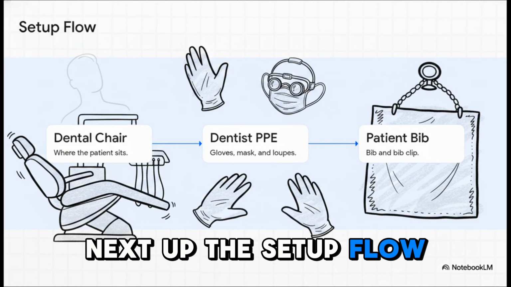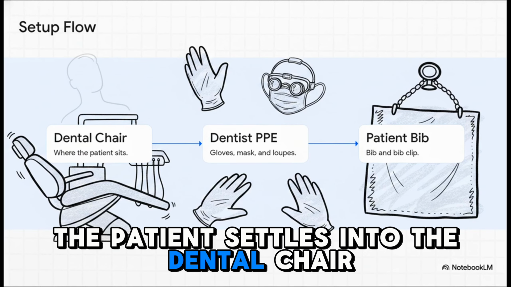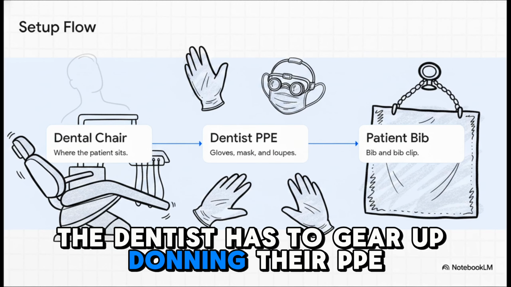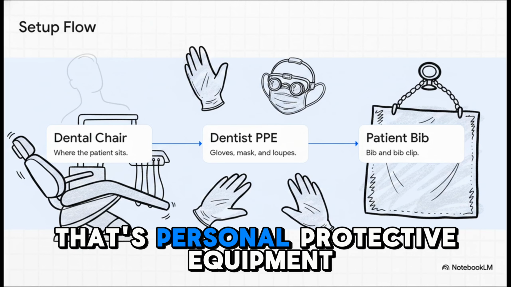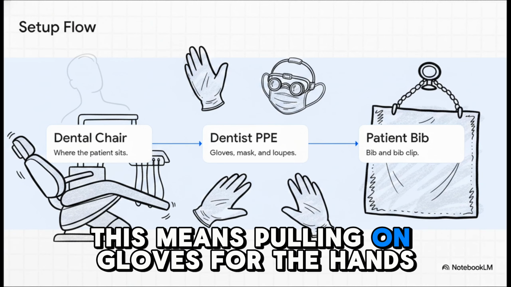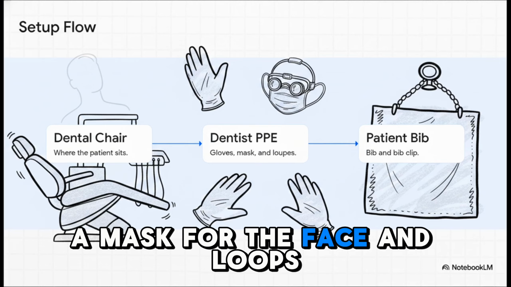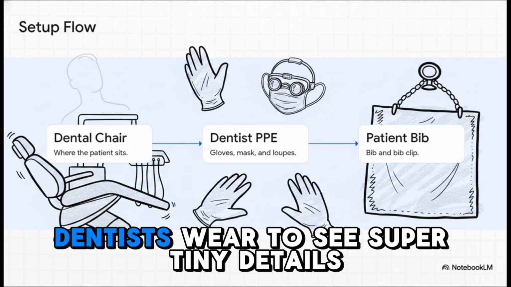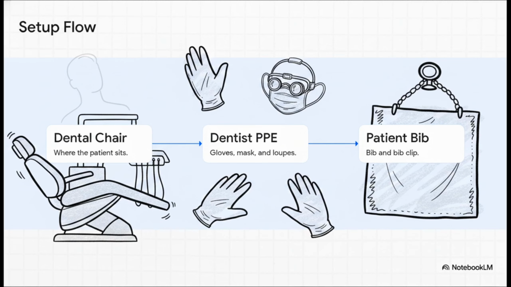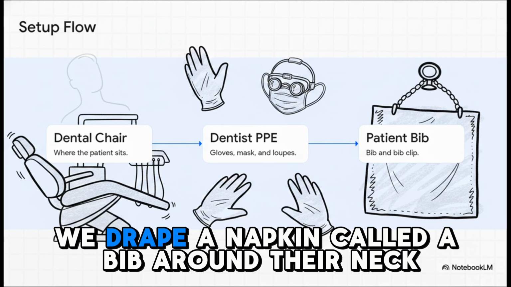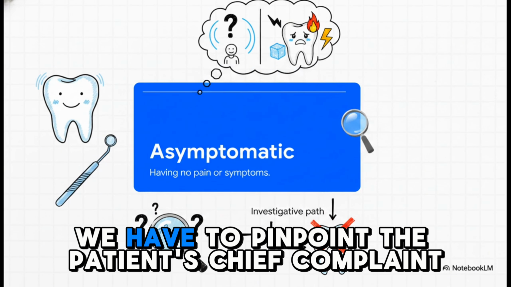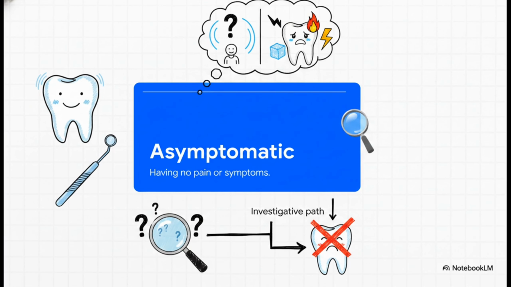Next up, the setup flow. The patient settles into the dental chair. But before even touching the patient, the dentist has to gear up, donning their PPE, that's personal protective equipment. This means pulling on gloves for the hands, a mask for the face, and loupes, which are those fascinating high-powered magnifying glasses dentists wear to see super tiny details. Meanwhile, to protect the patient, we drape a napkin called a bib around their neck, securing it tightly with the bib clip.